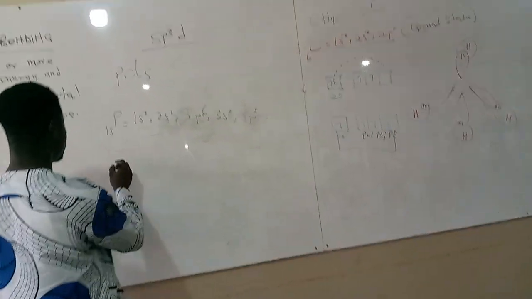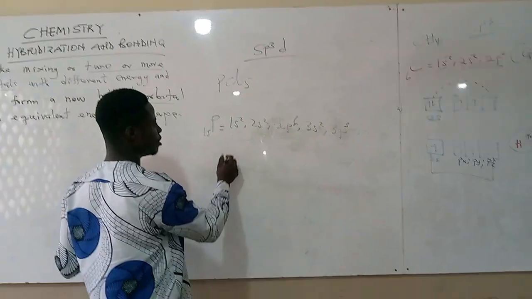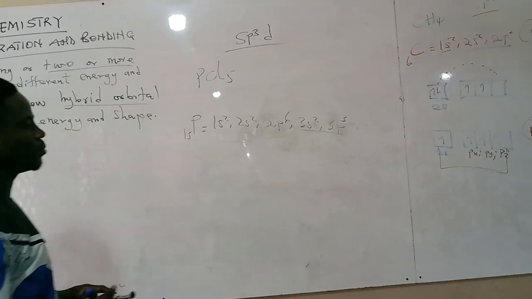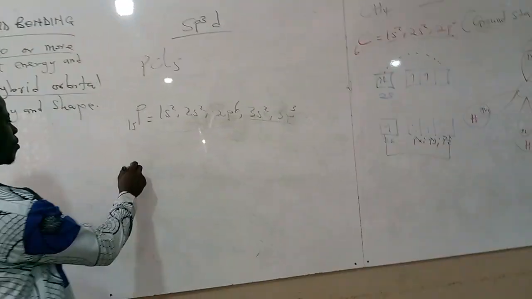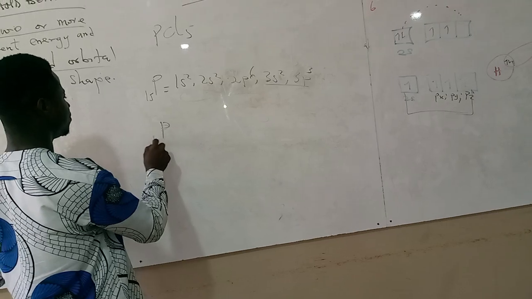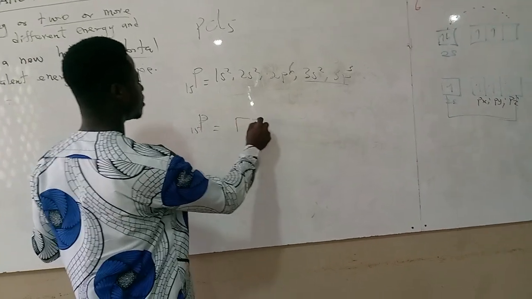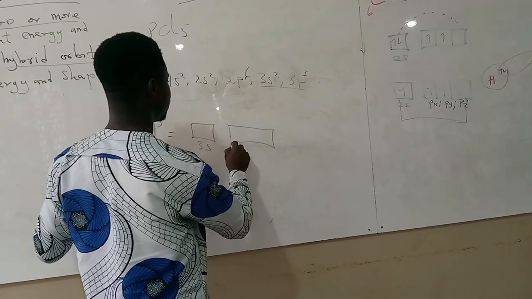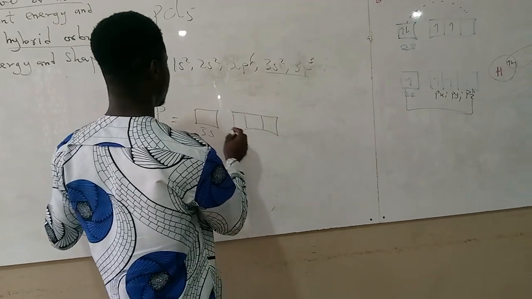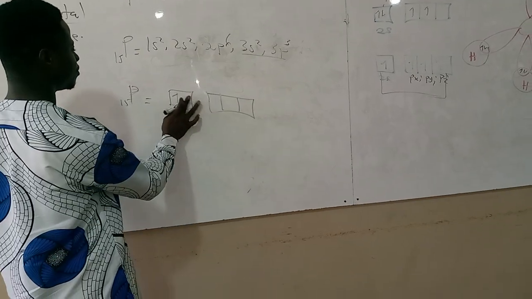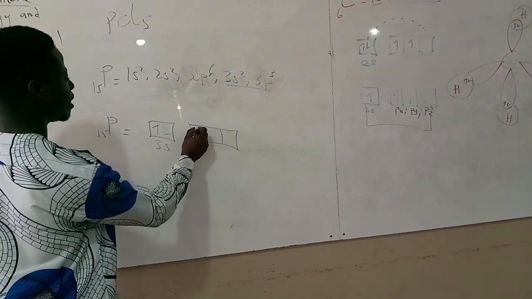We said that we use the excited state. So all these inner ones are not important; we only use the outermost electrons. The outermost electrons are in 3s and 3p. We have 2 electrons in the 3s, and then there are 3 electrons in the 3p.